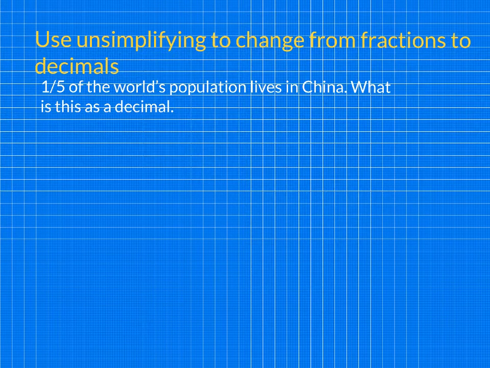In this example, we're going to use unsimplifying to change from fractions to decimals. 1/5 of the world's population lives in China. What is this as a decimal? So we want to find it as a decimal. So we'll have to remind ourselves exactly what decimals are. What do they actually mean?